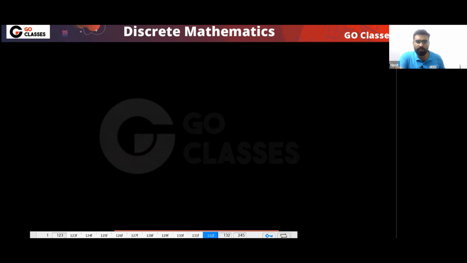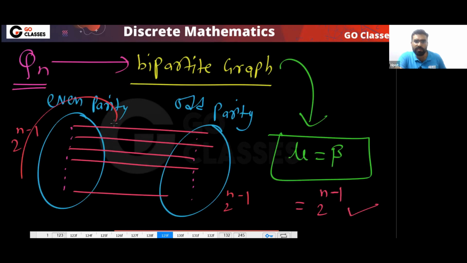And for Qn, what else can you say? For Qn, what is the independent set? That is also 2 power n minus 1. This will be your independent set, because there is no edge here. You don't have any edge here.